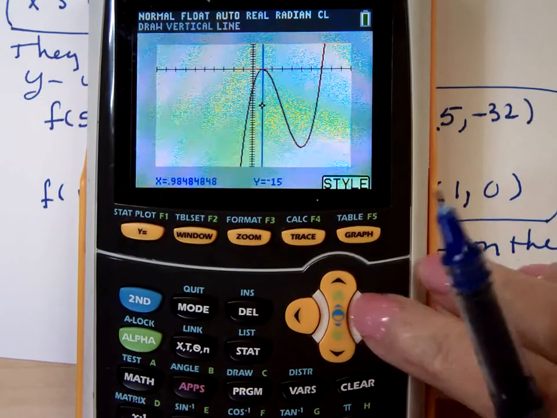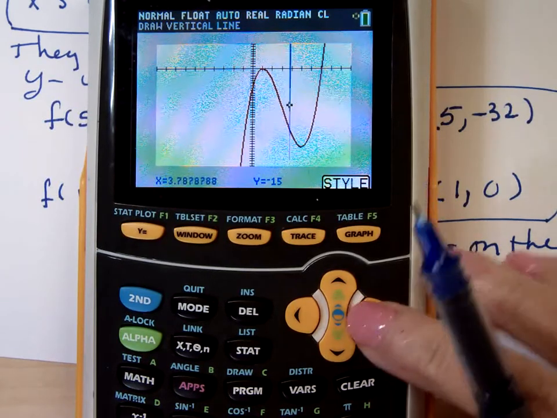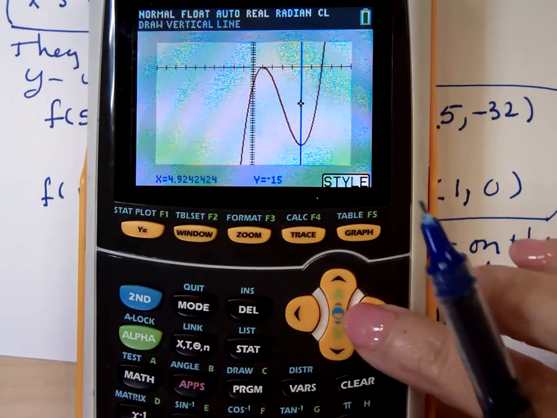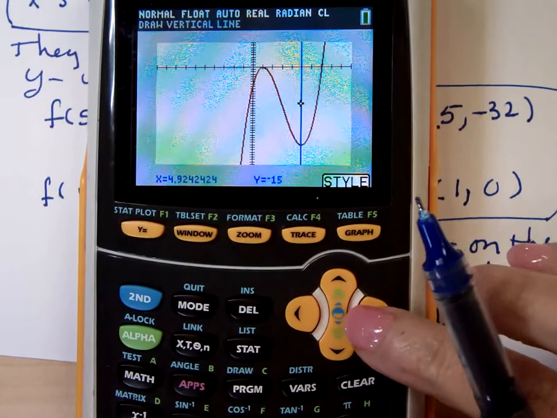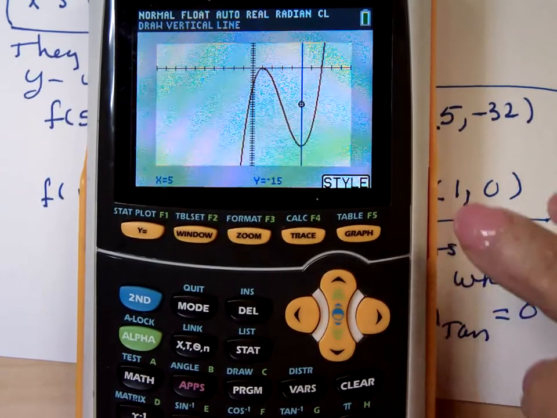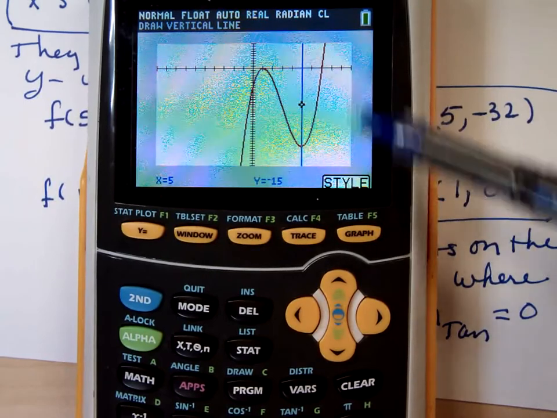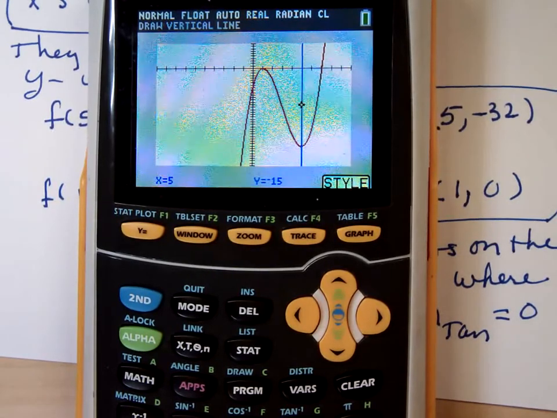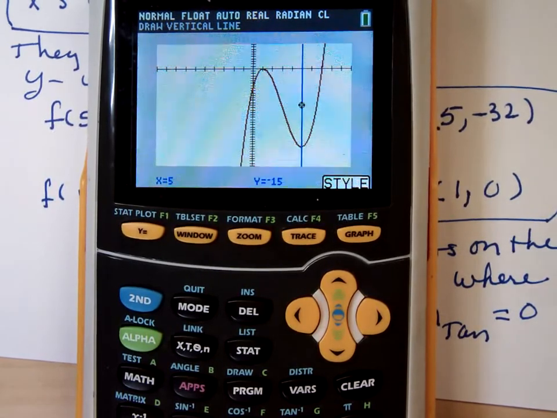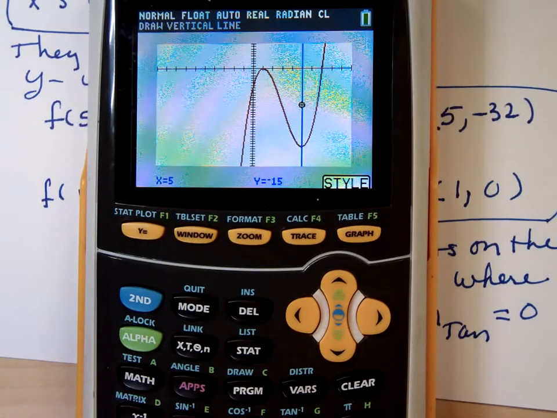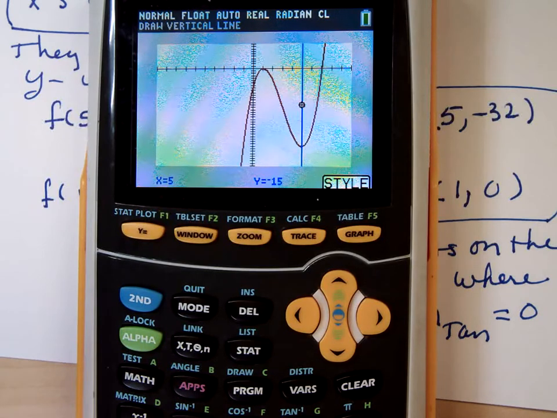And if I come over and follow this to 5, yep, I'm right at 5 now. And I notice what's at 5. A valley is called a minimum. So what we actually find when we look for the tangent line to be 0 is we're finding where the maximums and minimums occur.